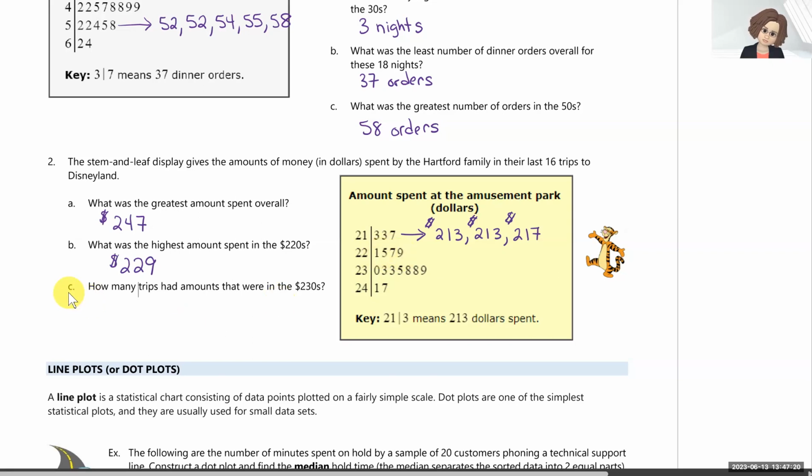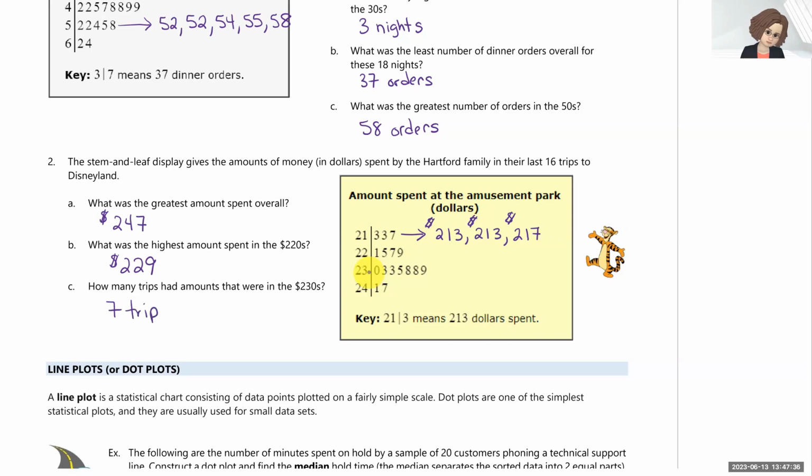And on how many trips were the amounts in the 230s? The leaves here: 1, 2, 3, 4, 5, 6, 7, 7 leaves there. So there would be 7 values there. So for 7 trips, the amount spent was in the 230s.